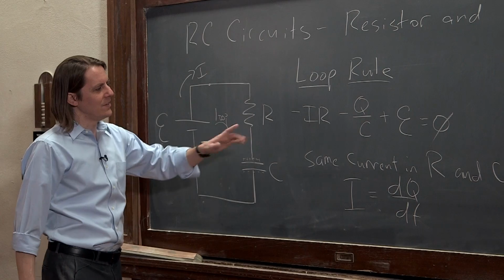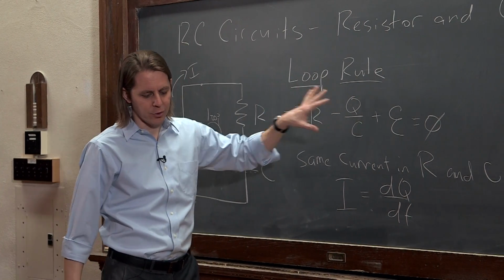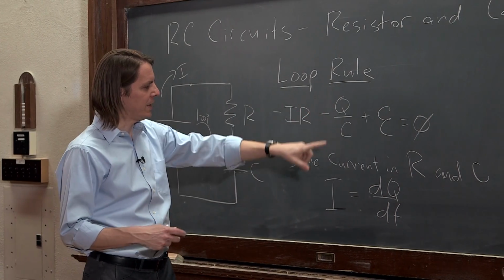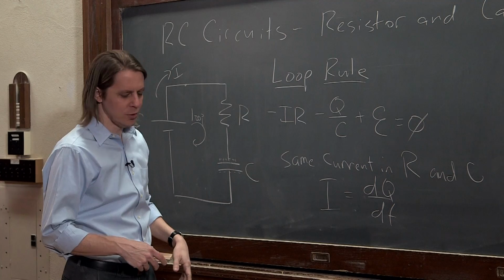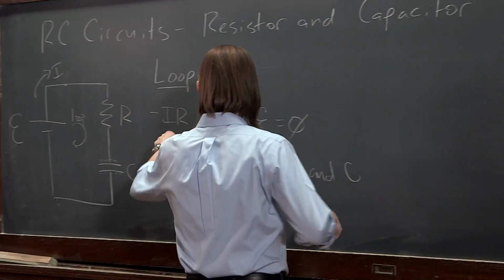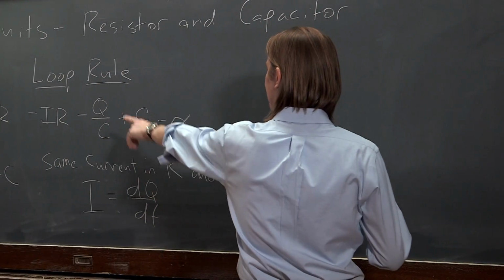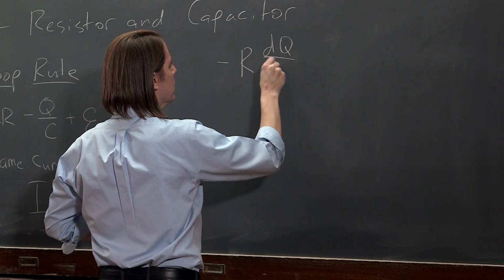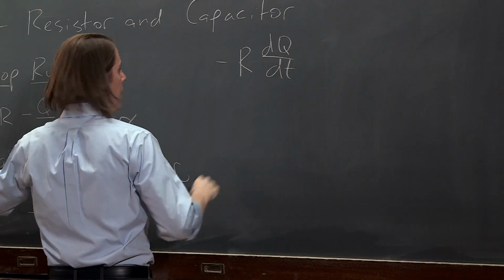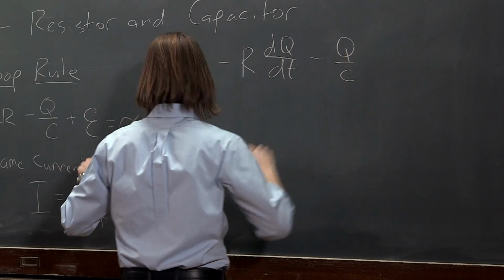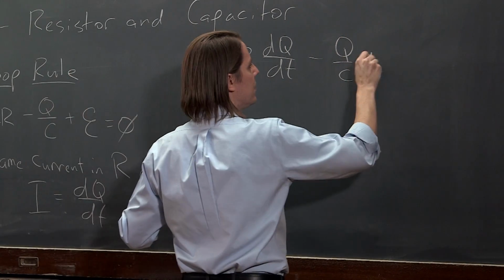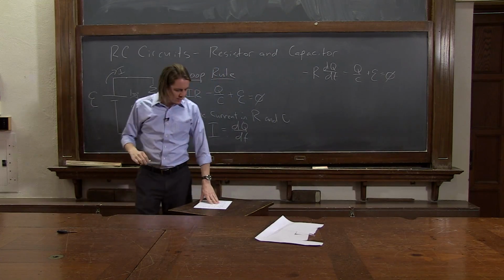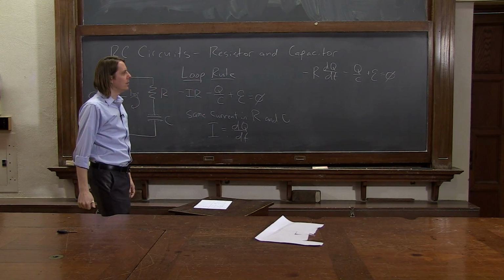So what we're going to do is, instead of writing this in terms of I and Q, current and charge, we're going to write it just in terms of charge, because we can replace this I with dQ/dt. Okay? So let's do that. So that's minus IR, so that's going to be minus R dQ/dt, minus Q over C, plus EMF equals 0. And now we have to solve that.